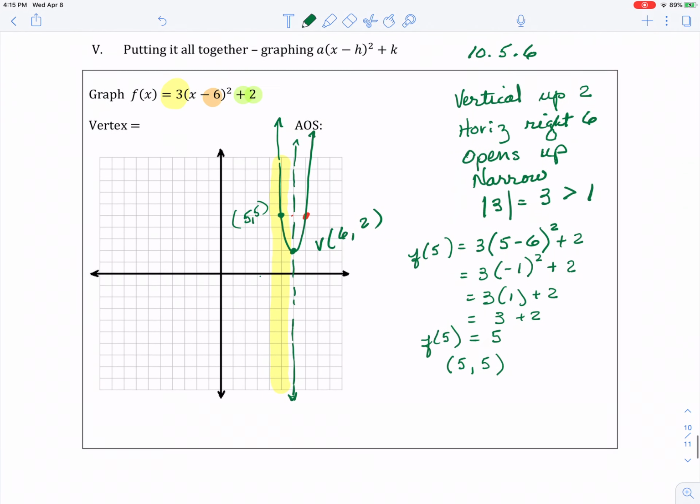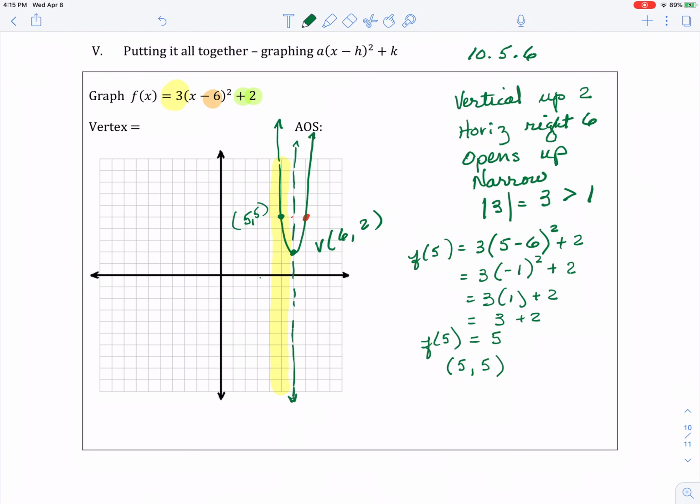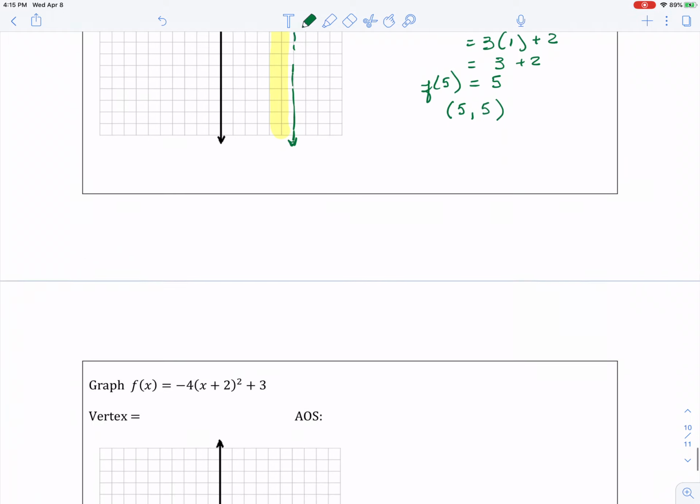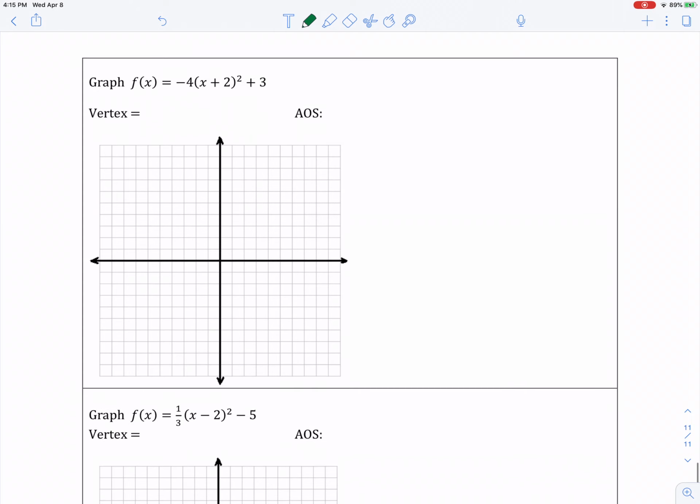Did I get all my labeling done? I did not. My axis of symmetry is x equals 6, and the vertex is at 6, 2. All right, now I'm caught up. All right, so let's see if we can put all those bits and pieces again together.